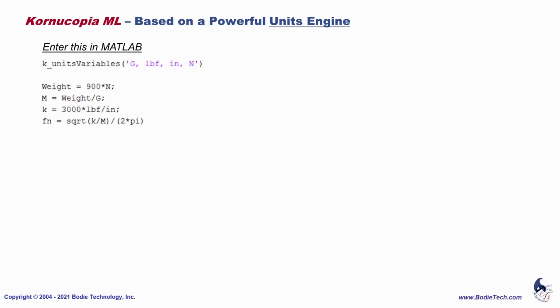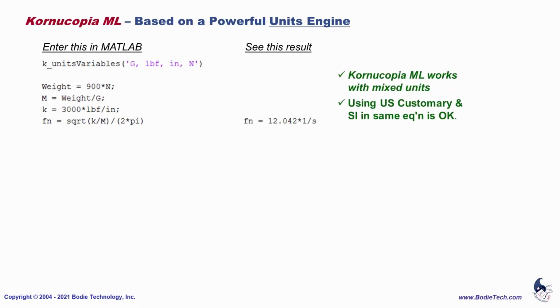Kornucopia ML is based on a powerful units processing engine that is much more than a simple units conversion tool. So if you enter equations like this into MATLAB, where we are defining a weight, converting it to a mass, then defining a stiffness, and finally computing a natural frequency, Kornucopia will handle all the units-related issues, returning the natural frequency result as shown. It is clear that Kornucopia works well with units, including mixed US customary and SI units in the same calculation flow.